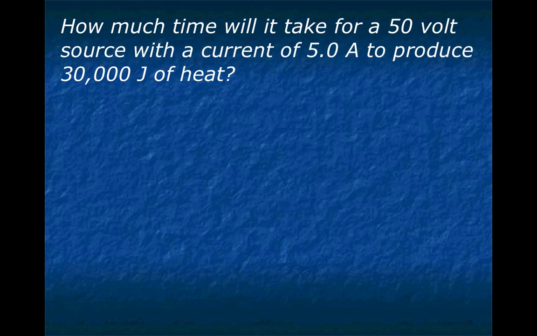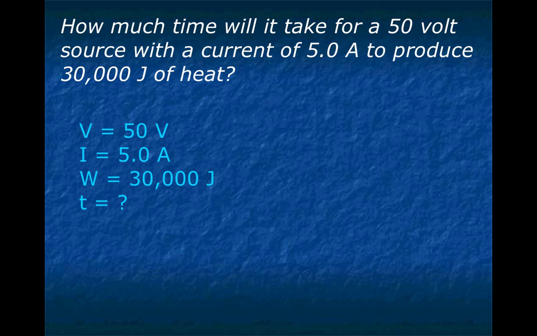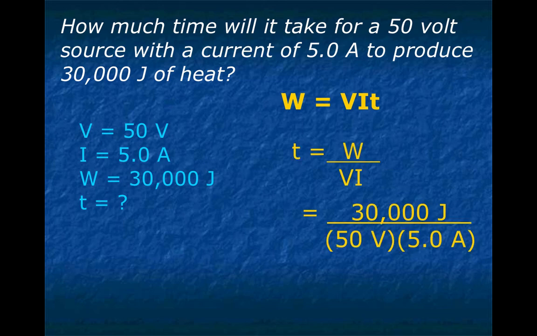Question 3. How much time will it take for a 50 volt source with a current of 5 amps to produce 30,000 joules of heat? Here's my givens. We're looking for time. So I'm going to use W equals VIT, and I get 120 seconds.